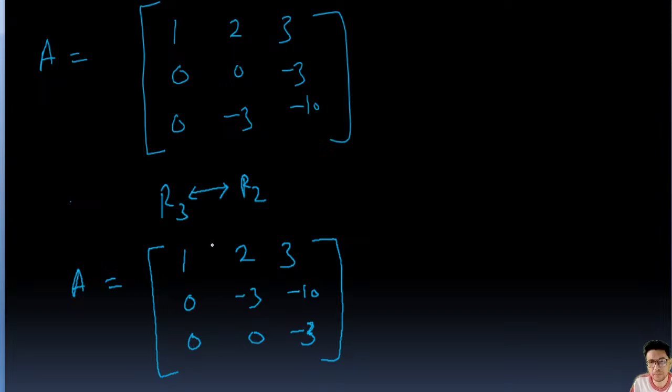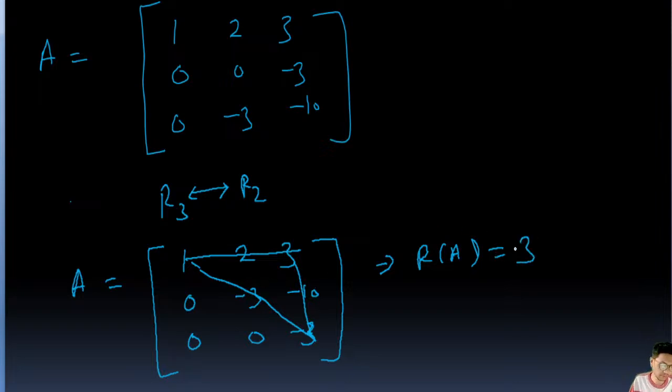Now simply, we have to count the number of non-zero rows. There is no zero row here. This is one row, this is second row, and this is third row. The number of non-zero rows of the upper triangular matrix is the rank of the matrix. So the rank of the matrix is three. I hope you understood it, guys.